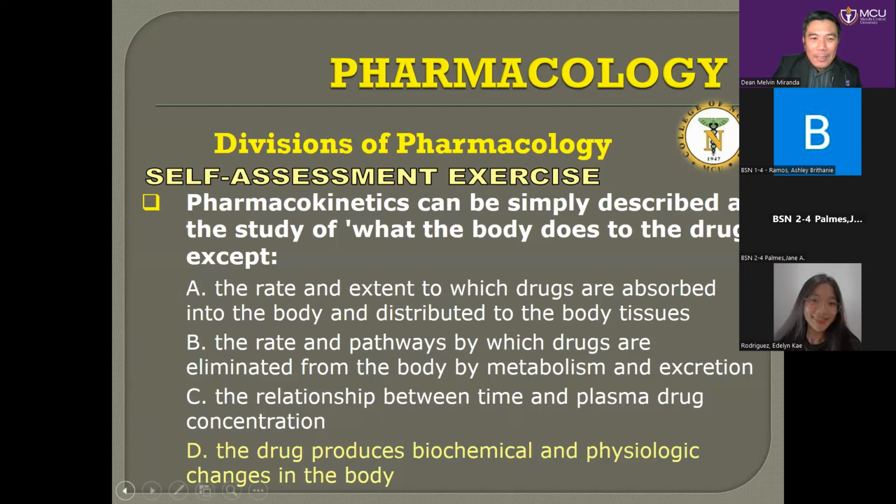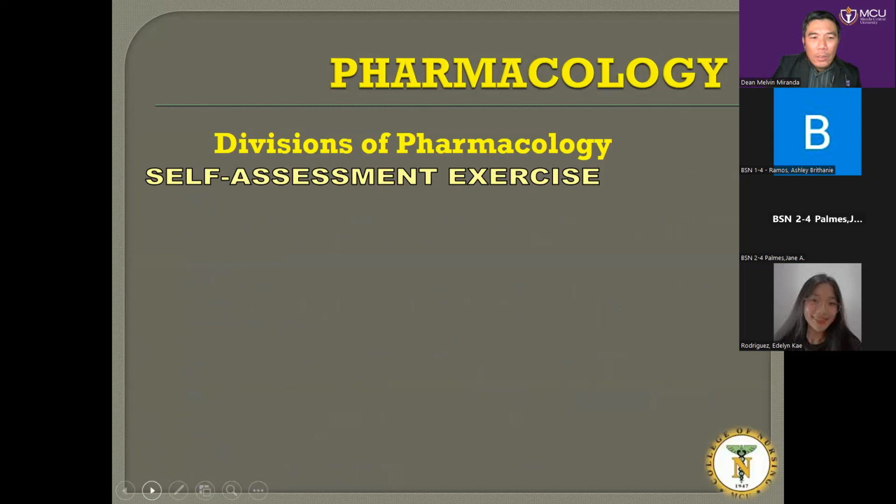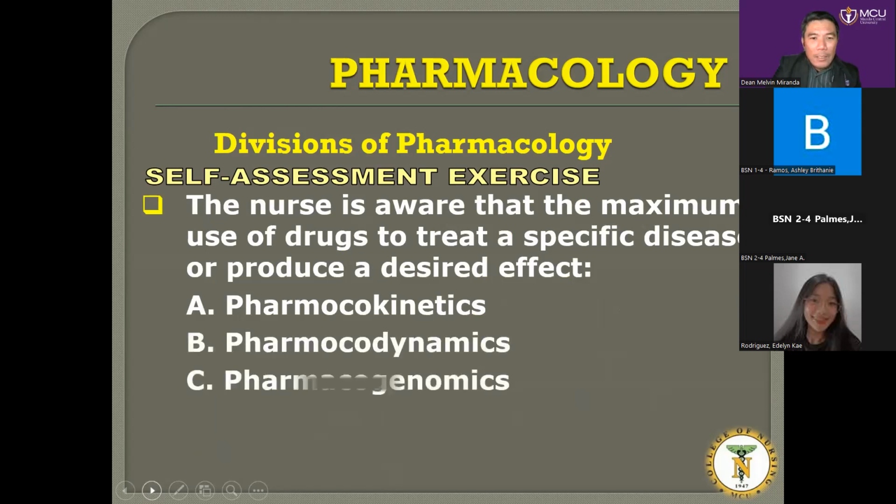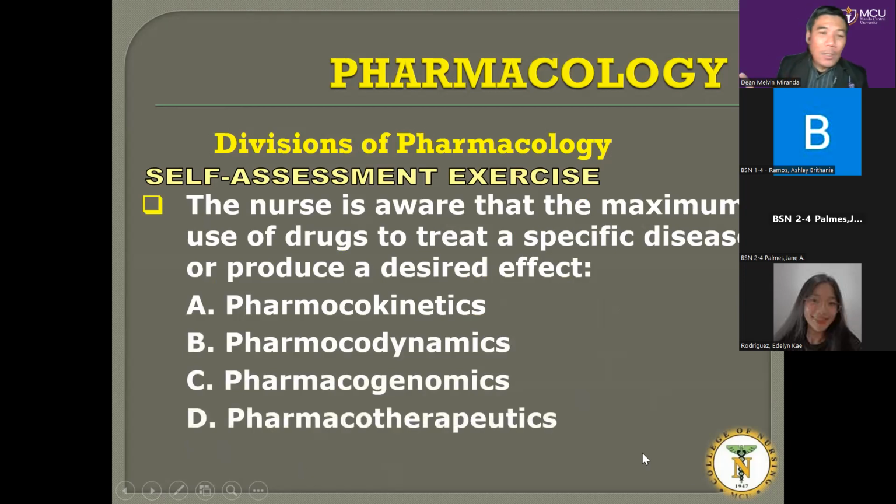Let us go to the next question. The nurse is aware that the maximum use of a drug to treat a specific disease or produce a desired effect. Is it pharmacokinetics, pharmacodynamics, pharmacogenomics, or pharmacotherapeutics? Remember, let's go back again. You have seen already the choices. You have seen the questions. What are those key terms that will facilitate correct answers in this self-assessment exercise?